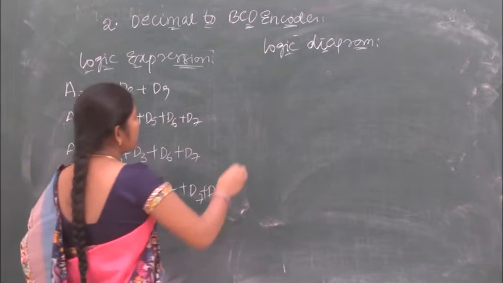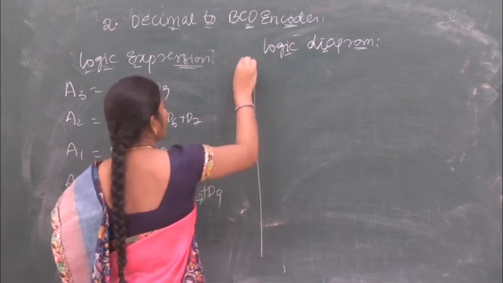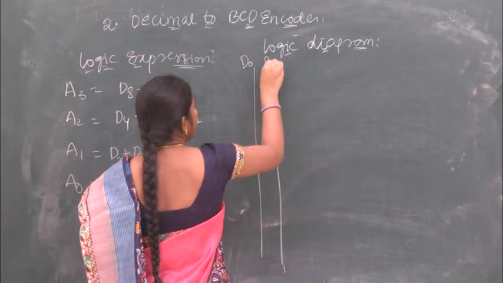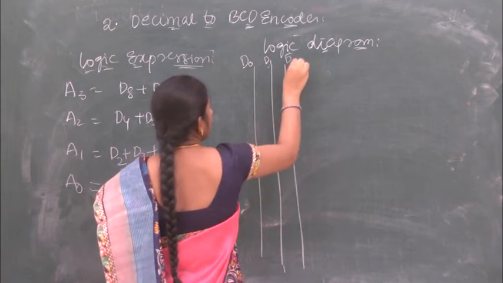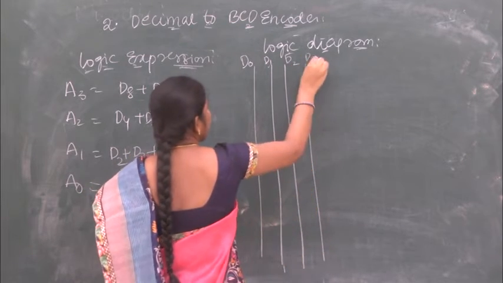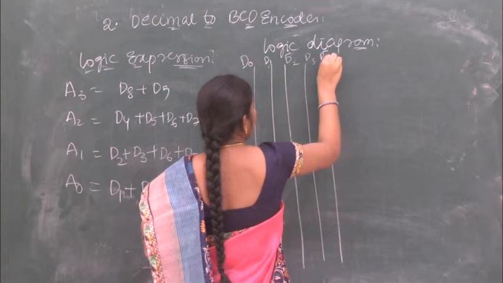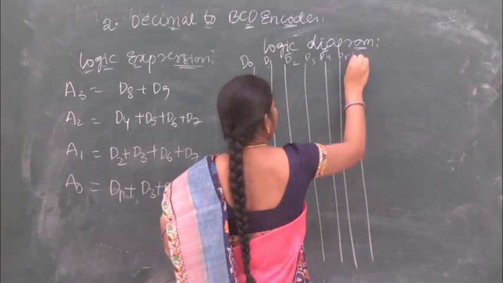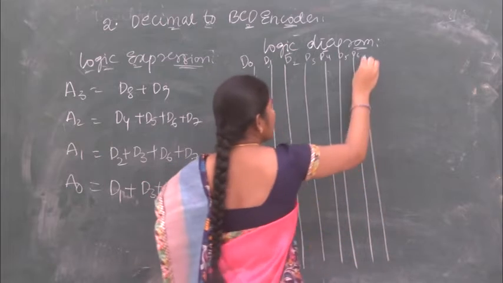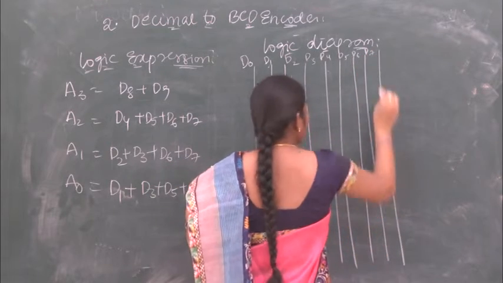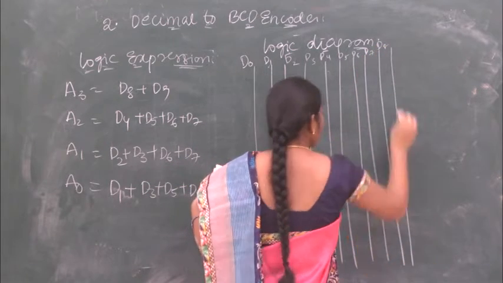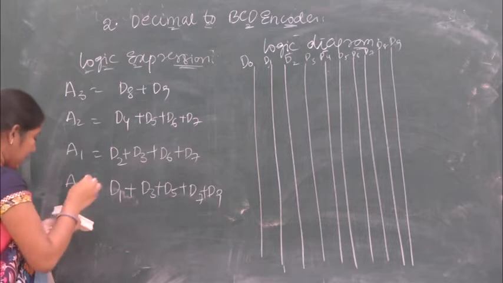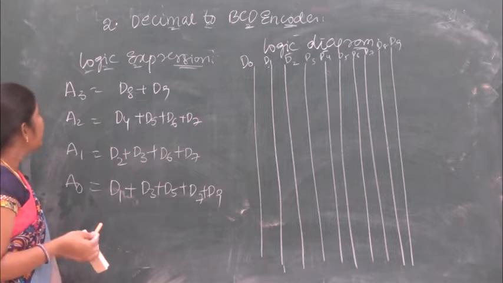As we are having 10 inputs, I am considering the inputs D0, D1, D2, D3, D4, D5, D6, D7, D8, D9. These are the 10 input lines and 4 outputs, right?